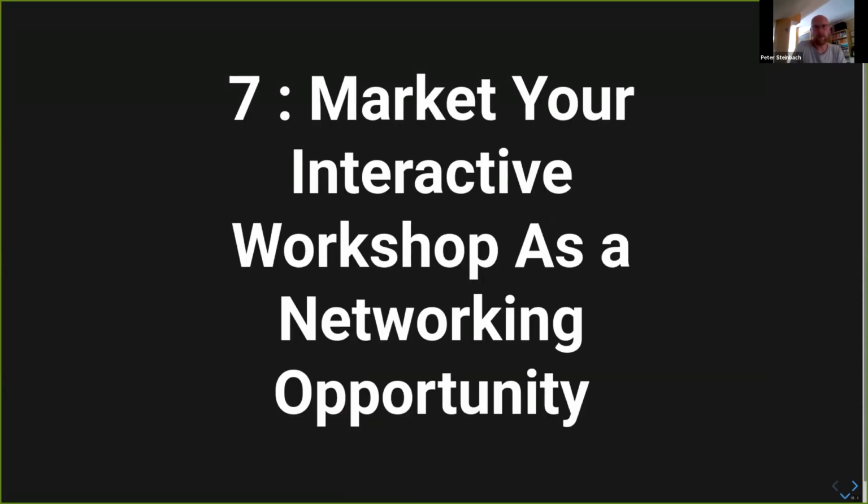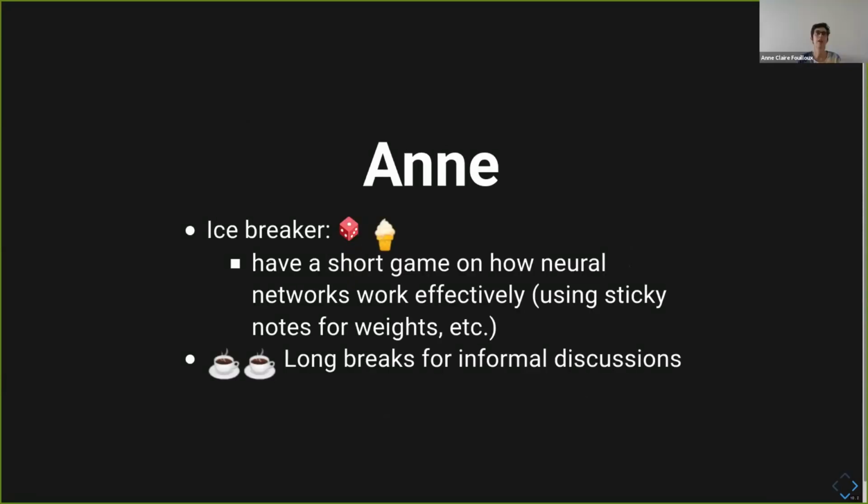Simple rule number 7, market your interactive workshop as a networking opportunity. Yeah, and that was the main objective of researchers. They were coming mostly to network, and this is what we found out later. So it went quite well in that sense, because they were prepared.